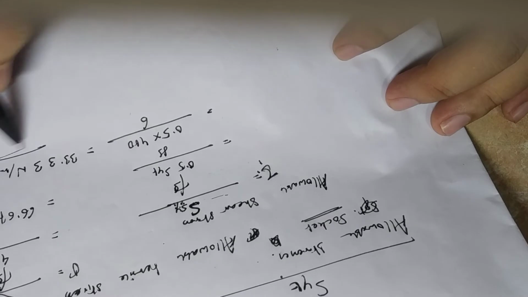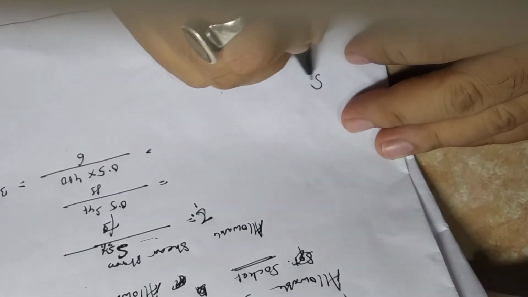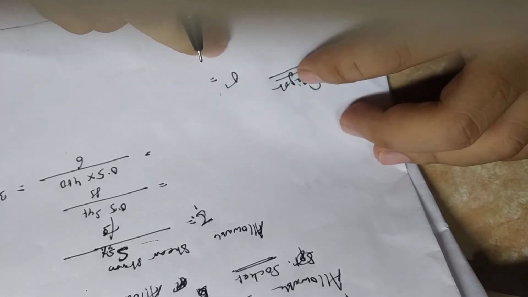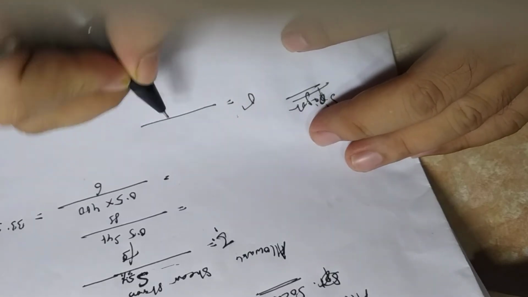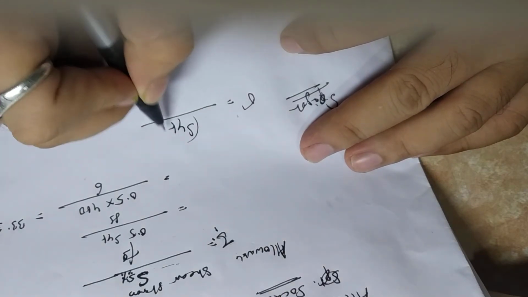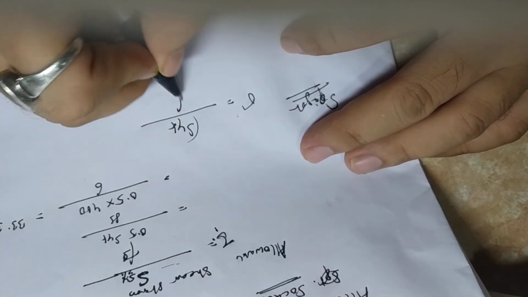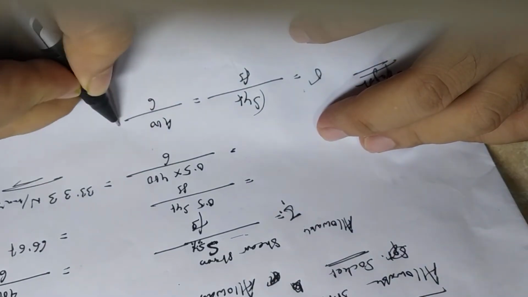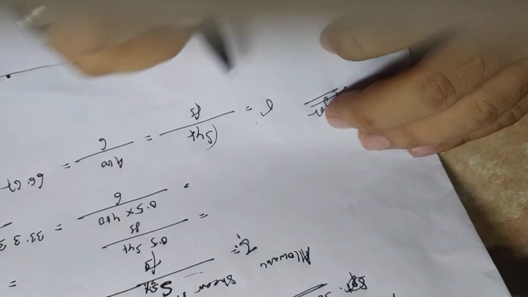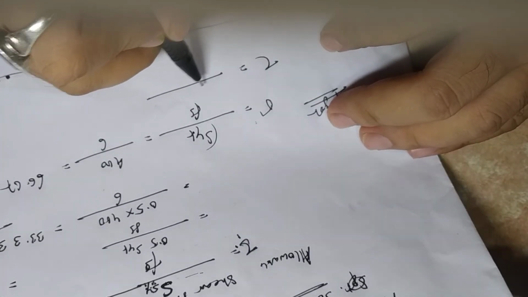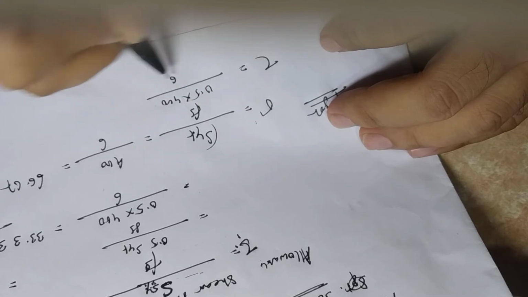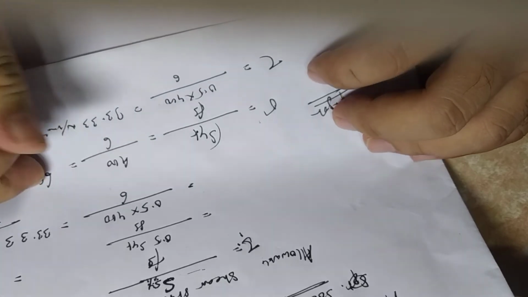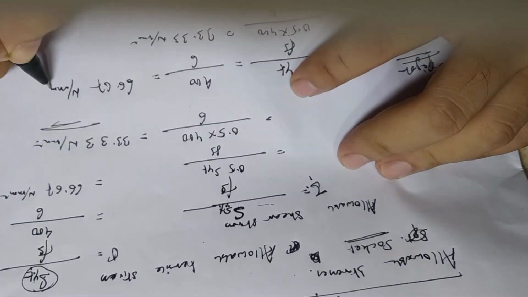I'm just explaining it. Okay, so now for the spigot, similarly the allowable tensile stress is the failure stress divided by factor of safety. So this is 400 and factor of safety is 6, which is 66.67, and the allowable shear stress is also the same: 0.5 into 400 divided by 6, which is 33.33 Newton per millimeter square.